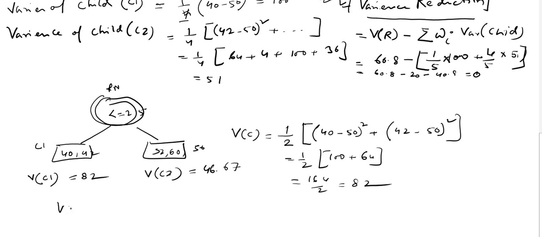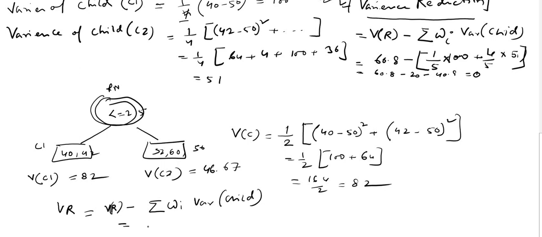Okay, so now the variance reduction of this will be, what is that? VR, which is my root node, minus the summation of weight I and the variance of the child.